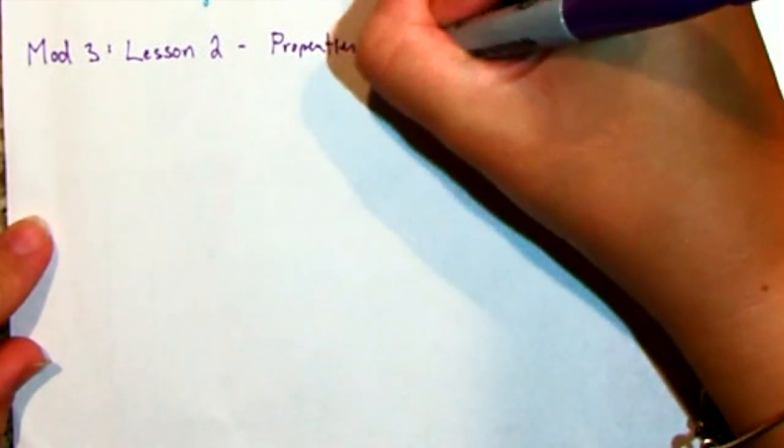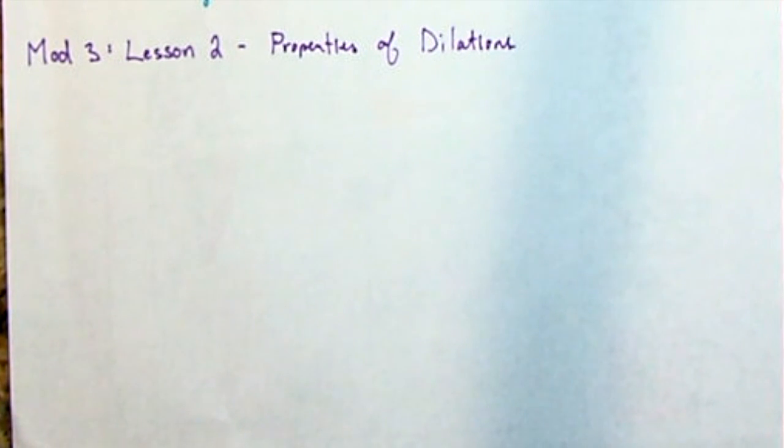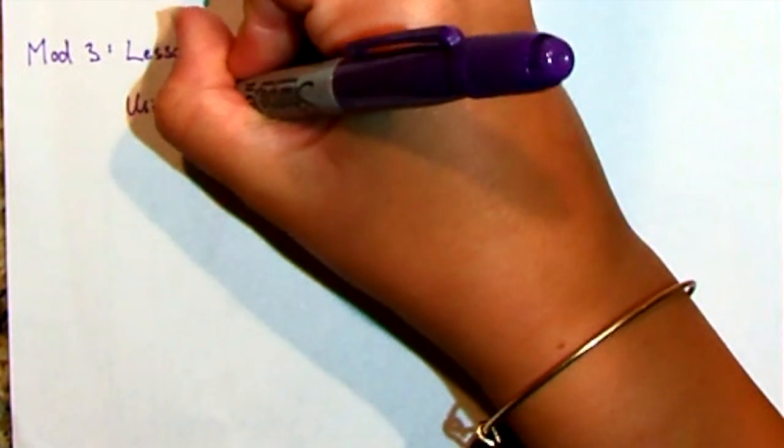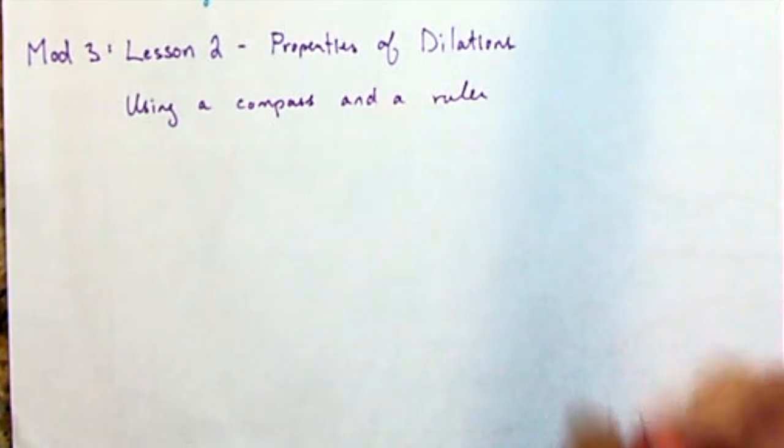We're going to move into Module 3, Lesson 2. And this is on the properties of dilations. And what we're going to work on is creating a dilation with a compass and a ruler. And we're actually going to see a demonstration of that in a moment too.